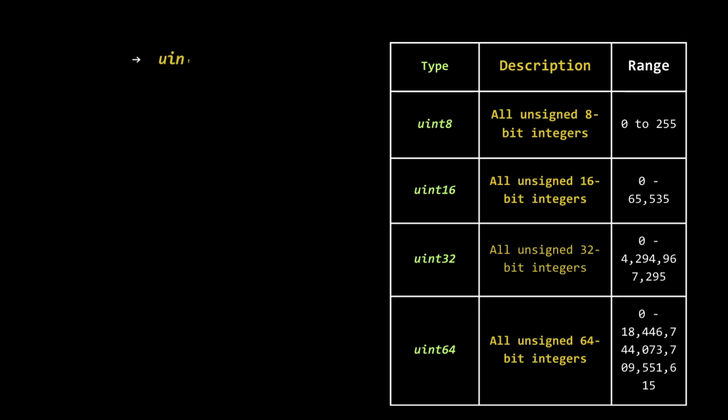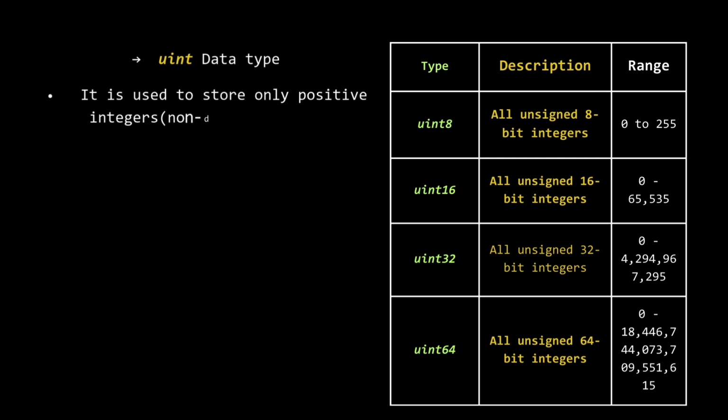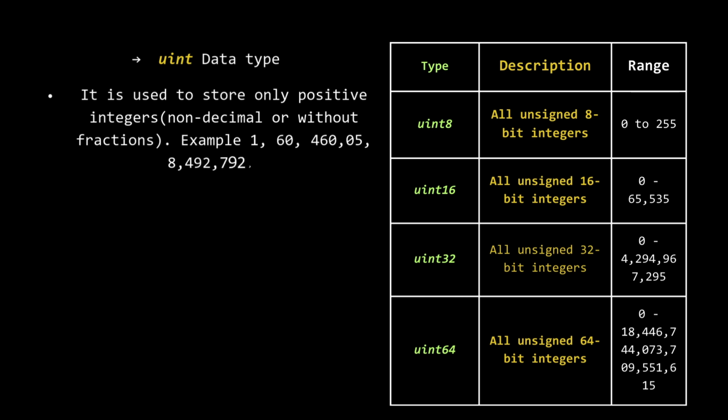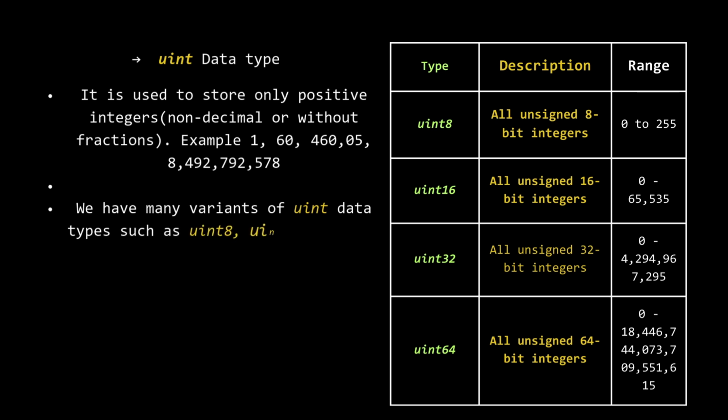Next, we have the uint data type. It is used to store only positive integers, that is non-decimal numbers, or numbers without fractions. Example: 160, 46,005. We have 8,492,792,578.